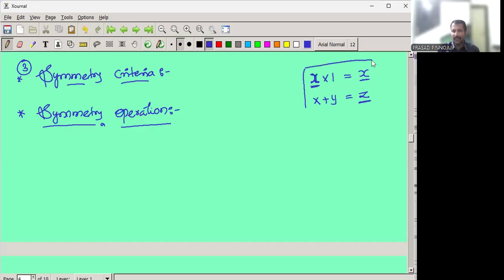If we get the same value, then that is called a symmetric operation. If we get a different value, then that is considered an asymmetric one. So here I am going to consider the symmetric operation.